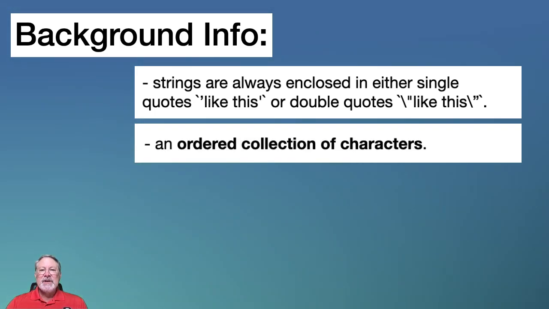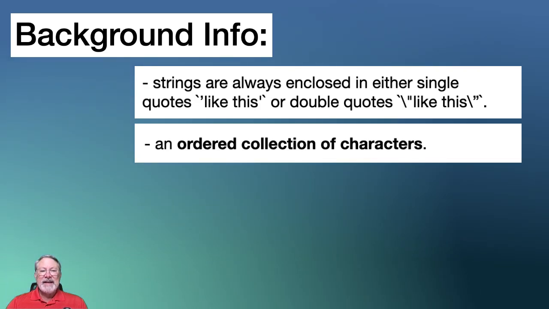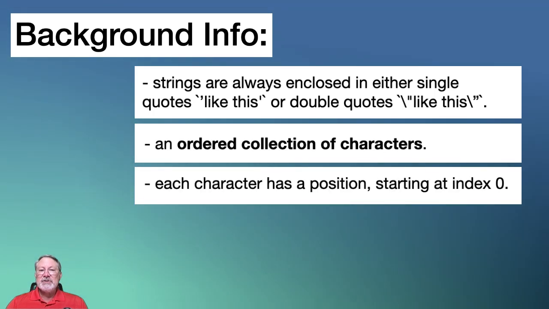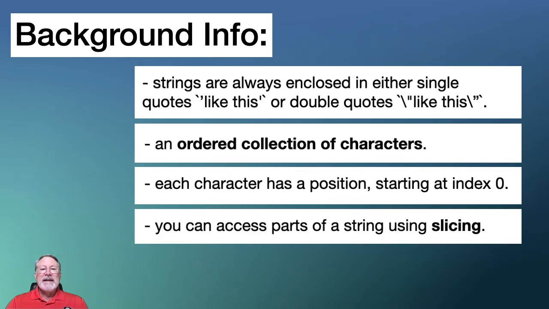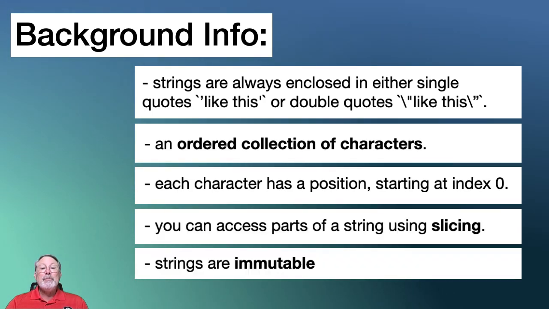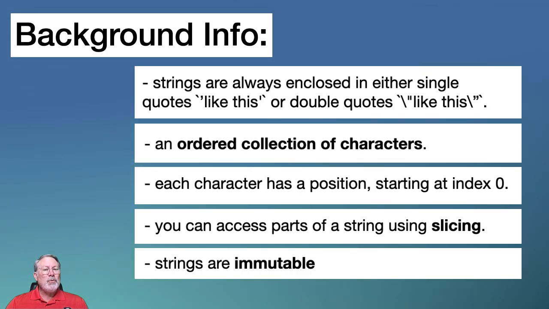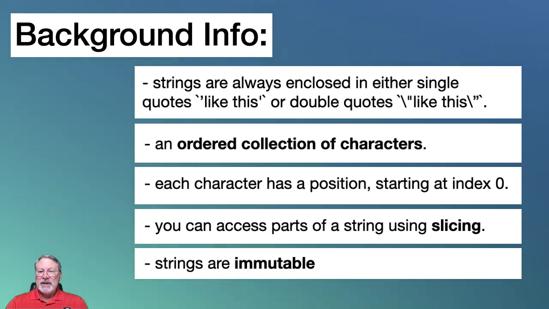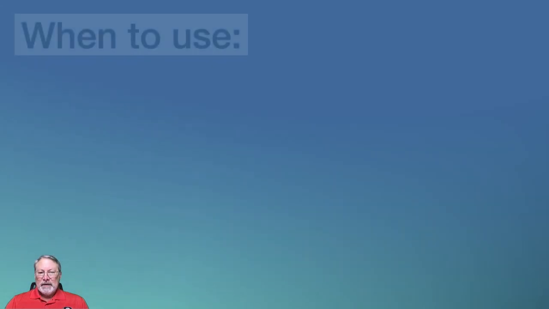Behind the scenes, a string in Python is actually an ordered collection of characters. That means each character has a position, starting at index 0. You can access parts of a string using slicing. Strings are immutable, which means once you create one, it can't be changed. If you try to change a character directly, Python will give you an error.